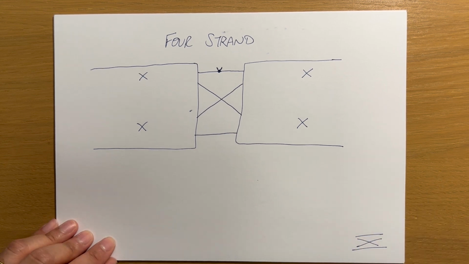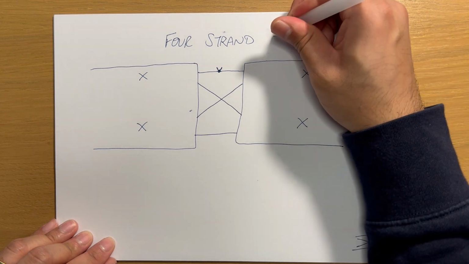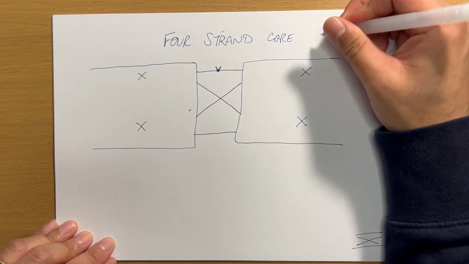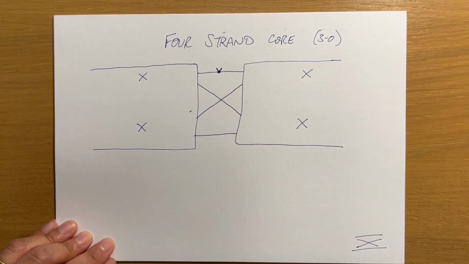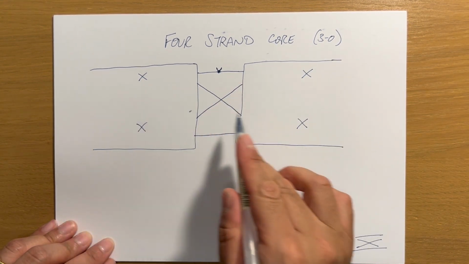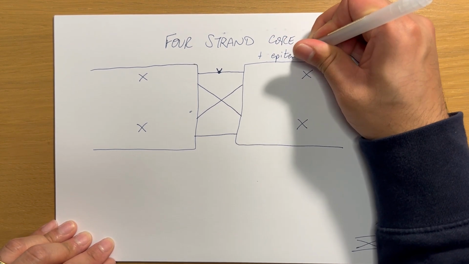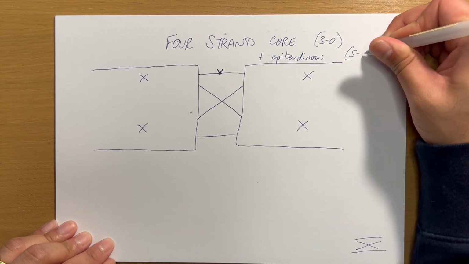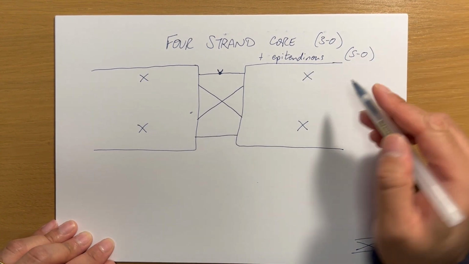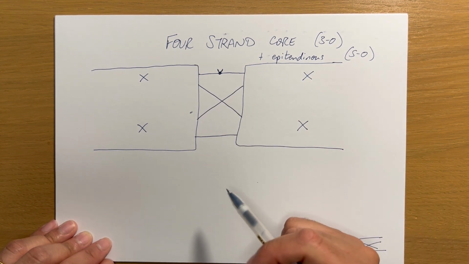It doesn't matter what you draw, as long as it's a four-strand core technique, and your core suture is 3-0. It's about the principles. And the principles are you'll have a 4-strand core suture technique plus your epitendinous repair circumferentially, which is probably a 5-0. And what that does is it increases your strength by about 20%.